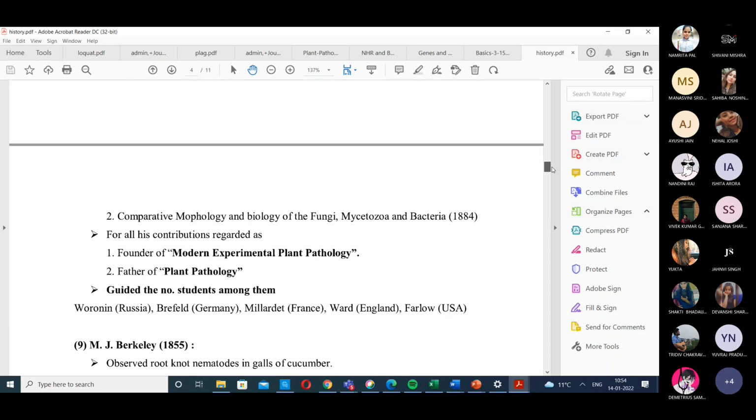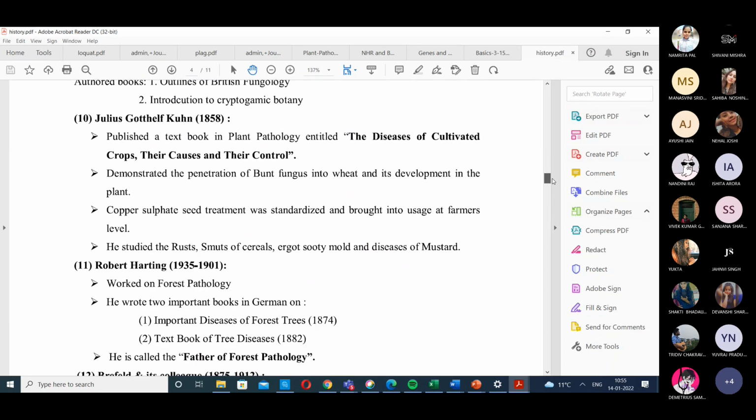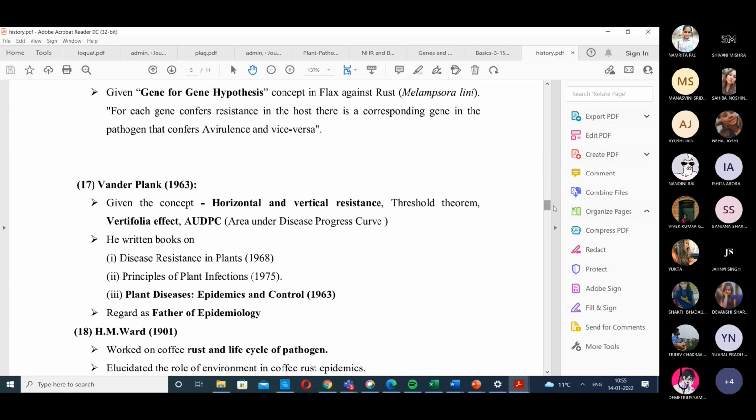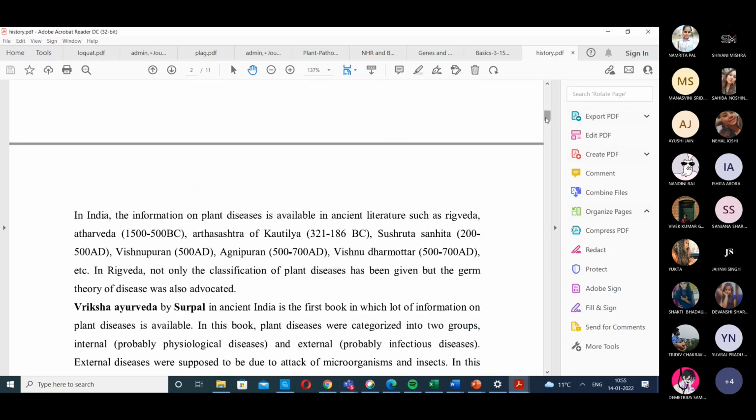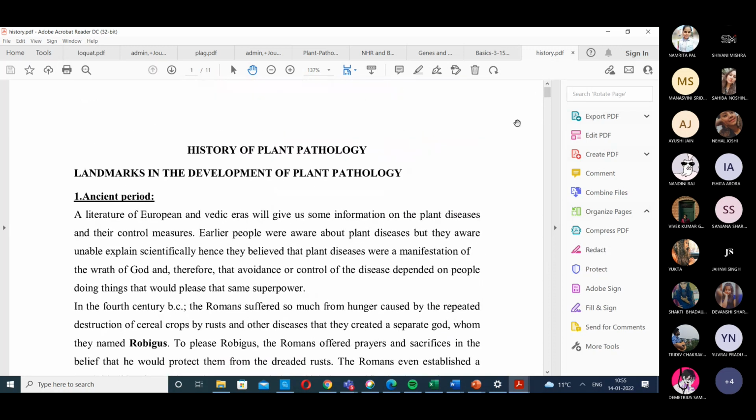He is also known as father of plant pathology. Then Berkley, and then Robert Koch, we already know, Wender Planck, right? So a few important points about the history you should know, because this is a part of your course. So yes, you should be able to tell the contributions of a few scientists in the history, right?